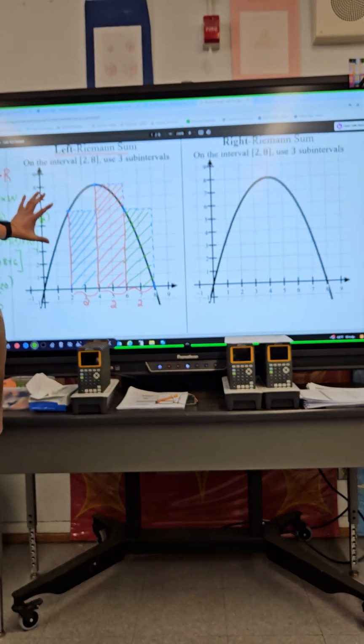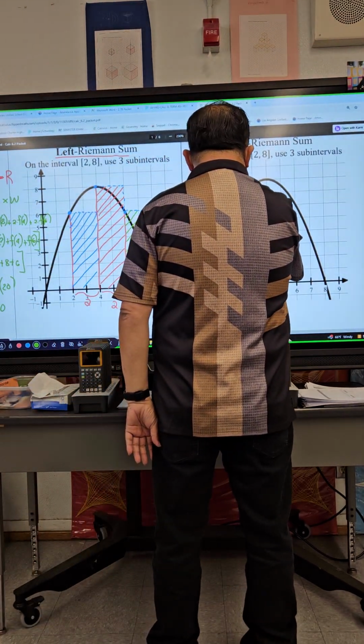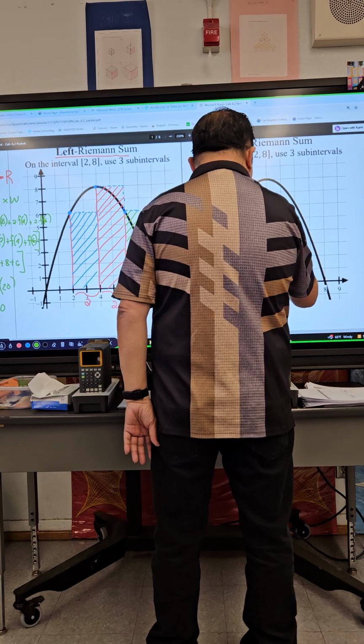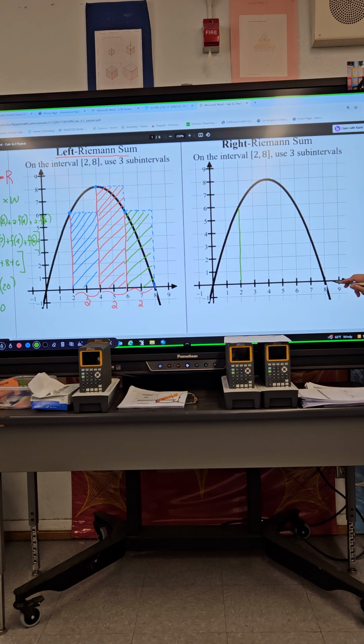Get me, guys? Okay, so we do the same problem. Interval, we have from 2 to 8. Now, what is the width? 8 minus 2 divided by 3, right? So what is 8 minus 2? 6 divided by 3. So that serves as the width of the interval.